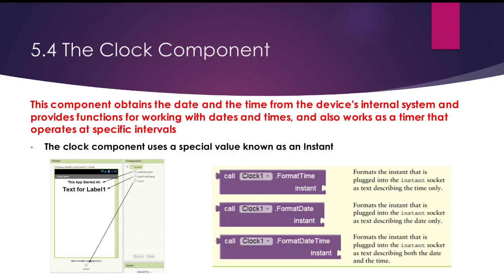To get the date and time individually by the instant, you would have to use one of the blocks that are shown in the image on the right. The first block would format the plugged-in instant to display the time only. The second block would format the plugged-in instant to display the date only, and the third block would format the plugged-in instant to display both the date and the time.